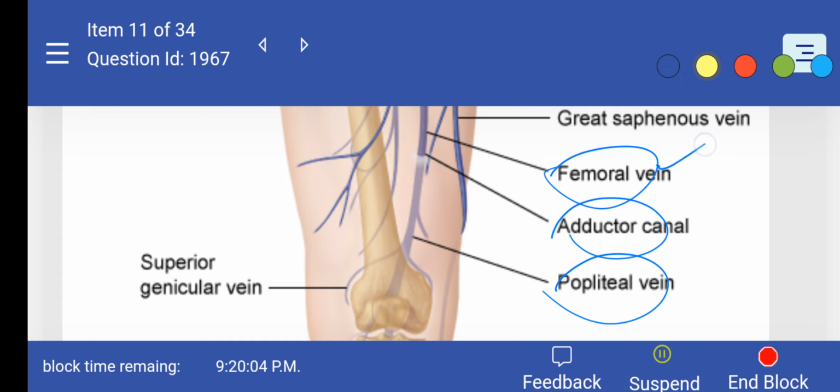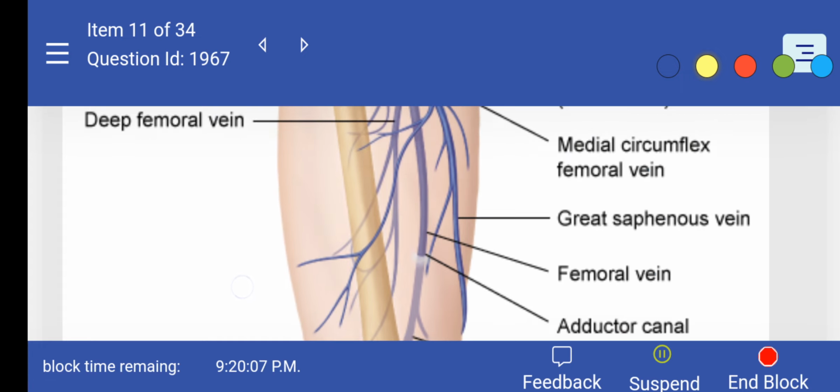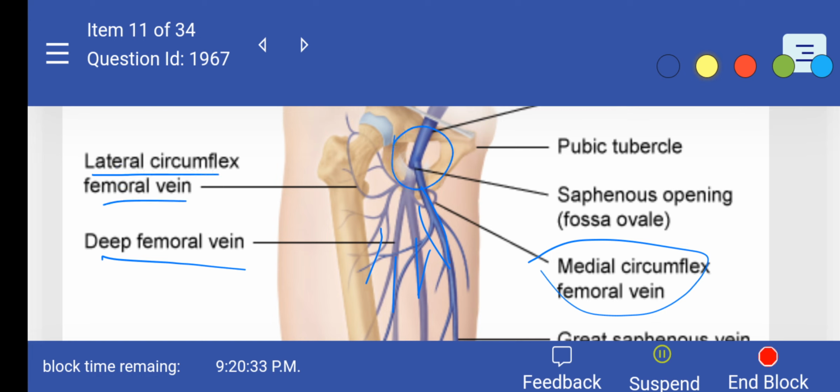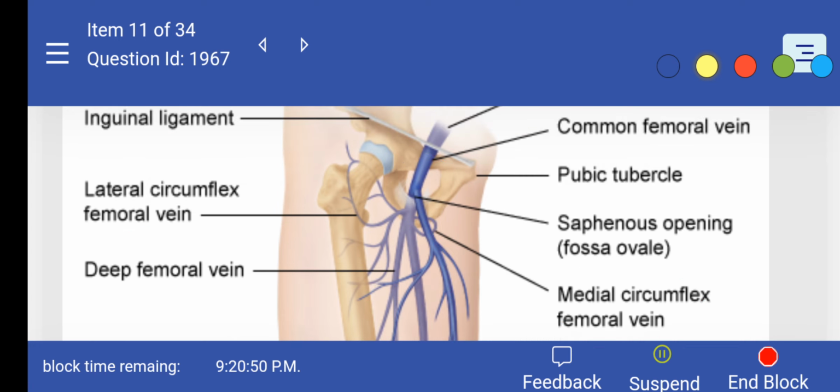The popliteal vein, when it passes through the adductor canal, forms the femoral vein. With that, we have the great saphenous vein. The great saphenous vein, the femoral vein, and the deep femoral vein merge at the common femoral vein. Over here, this is the great saphenous vein, this is the femoral vein, and this one is the deep femoral vein, and with that we have the medial circumflex femoral vein and the lateral circumflex femoral vein. They form the common femoral vein.